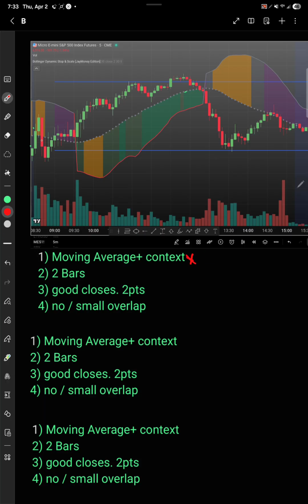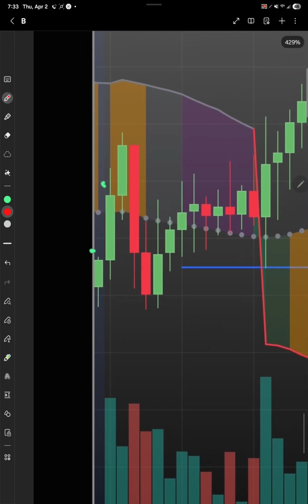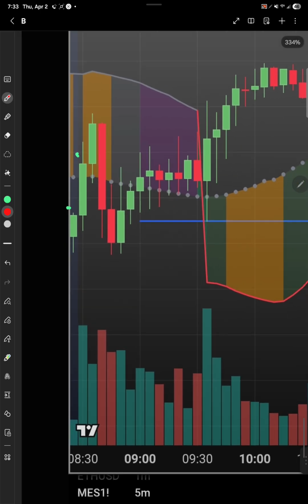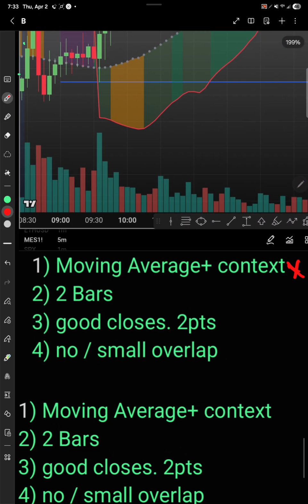Okay, 2 bars. Yes, we are considering these 2 bars. Good closes. They did both have good closes here. This is still a good close, even though it's got a wick on the top. I'd still say it's a good close, but the problem I have is the overlap.